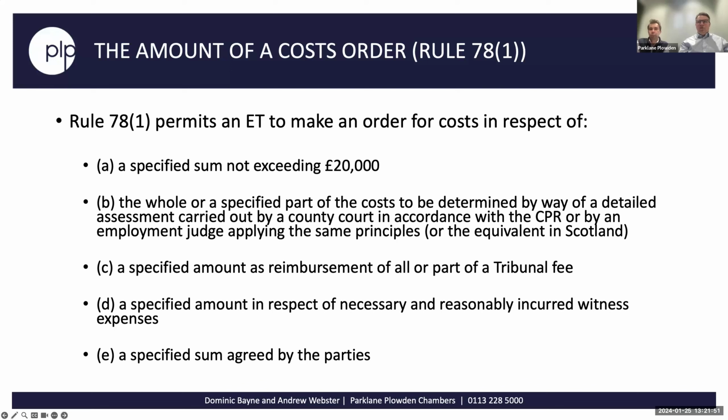We've also got C, tribunal fees. That's effectively historic interest these days. D, witness expenses, is potentially important to bear in mind. And E, a sum agreed by the parties. If you're on the end of a cost application, then you might want to try and agree something if you think you're at real risk, and you're entitled to do that.